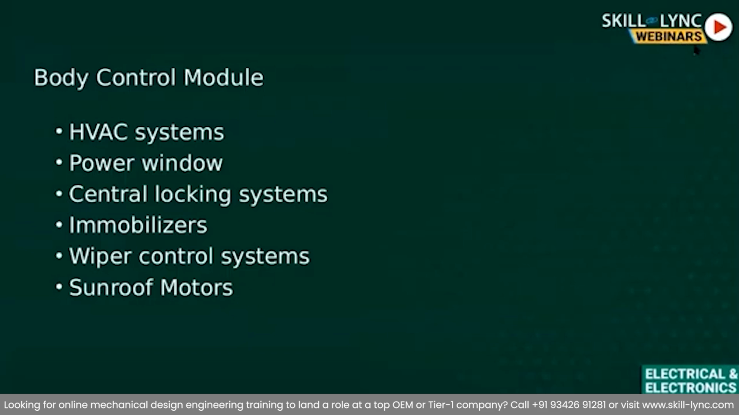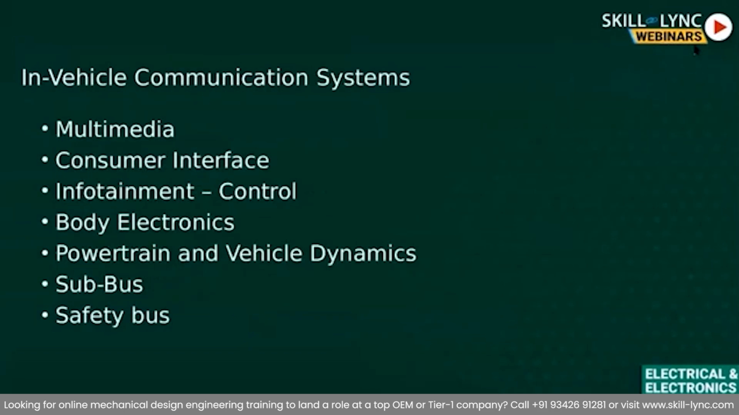So we'll move on to the next topic, which is the in-vehicle communication system. The car's in-vehicle communication system includes multimedia, consumer interface, infotainment system, body electronics, sub-bus, powertrain and vehicle dynamics, and safety buses.